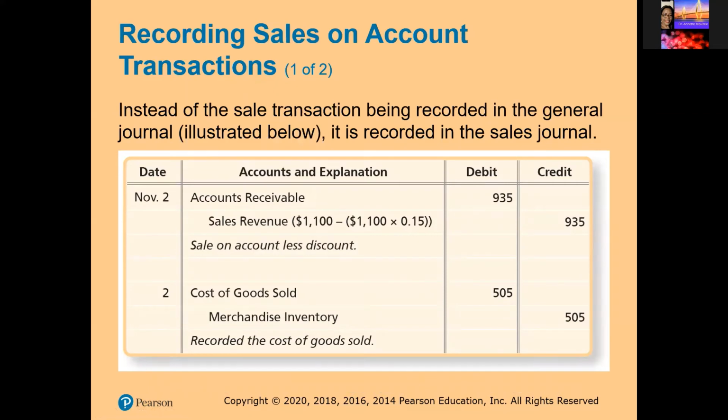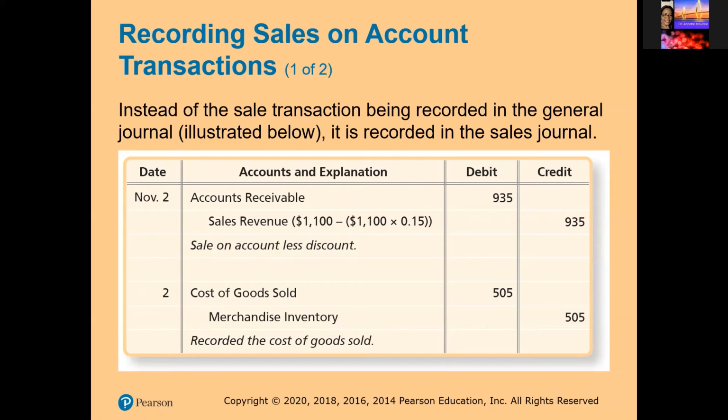Consider the first transaction in Panel A of Exhibit 7-4. On November 2nd, the business sold merchandise inventory on account to Maria Galvez for $935 with a cost of $505. The invoice number is 422. In Chapter 5, this transaction was recorded in the journal.